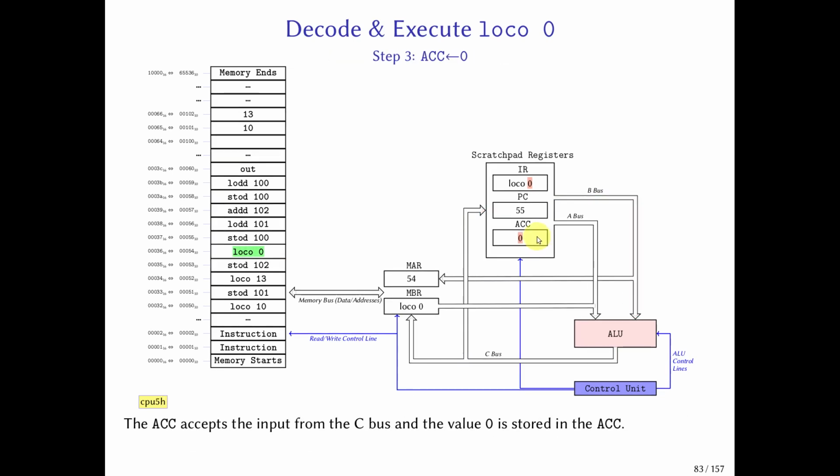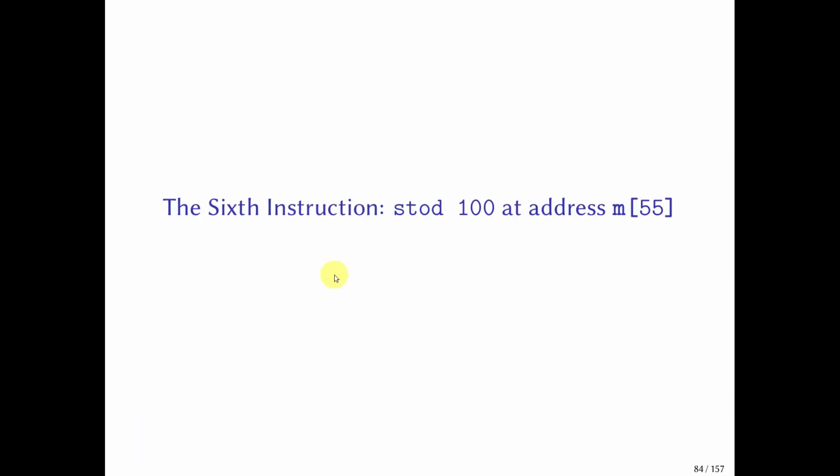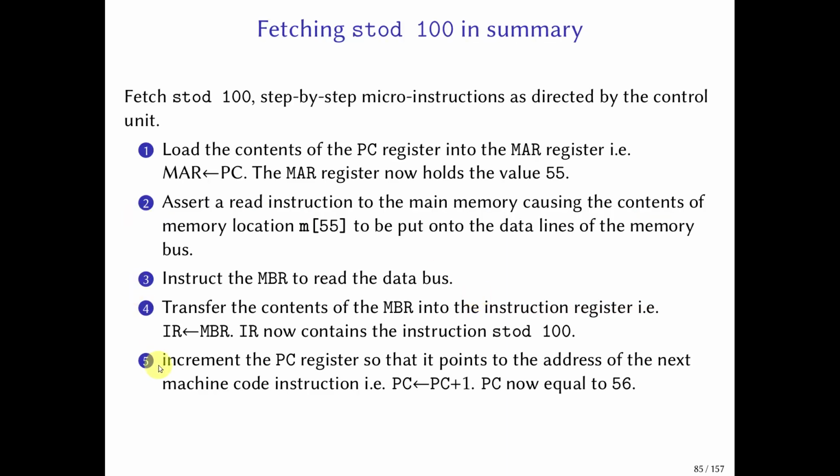So that's the machine code instruction loco 0, now fetched, decoded and executed, and we'll now proceed to the 6th machine code instruction, which is stod 100. Okay, so our 6th instruction is stod 100, and it's stored at memory address 55. And as before, we can see, well, there is the fetch part. So at this point, fetch is becoming, I think, very, very familiar.